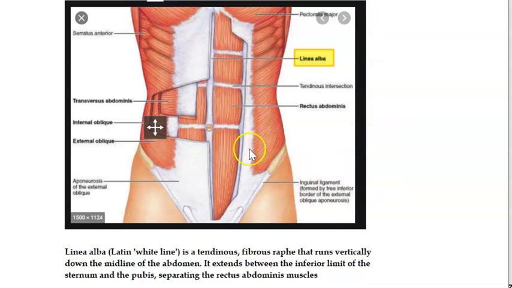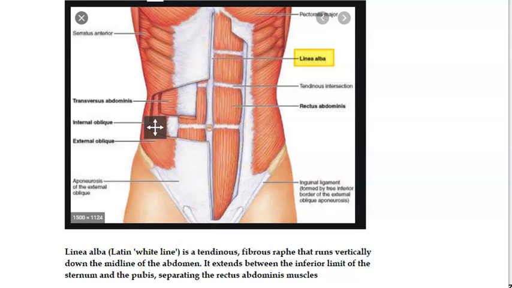You want to separate the muscles here, if required. What I'm trying to tell you is that this, etc. are giving you strength for your abdominal muscles. It is protecting the organs inside. This is linea alba, a tendinous fibrous raphe that runs vertically down the midline of the abdomen. It extends between the inferior limit of the sternum and the pubis, separating the rectus abdominis muscles. So that is your linea alba.